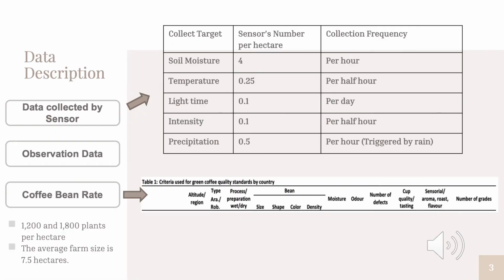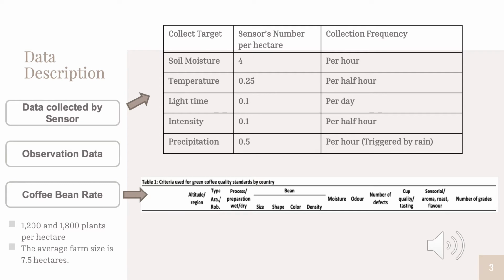The data in this part is divided into three parts. The data collected by the sensors is the first one. In this part we give an example of the five kinds of data we need to collect, how many sensors we will deploy, and the frequency of the collections. So this part of the data will take the most space in the database and will form a regular data stream.